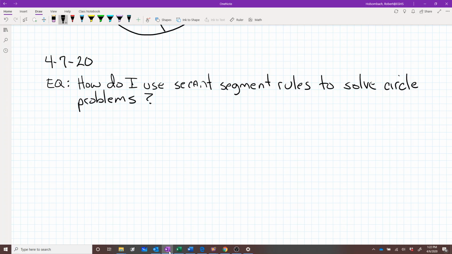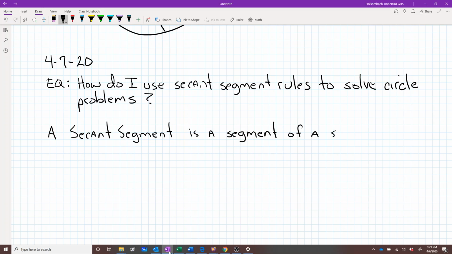Alright, so let's define a secant segment. A secant segment is just what it says it is. A secant segment is a segment of a secant.